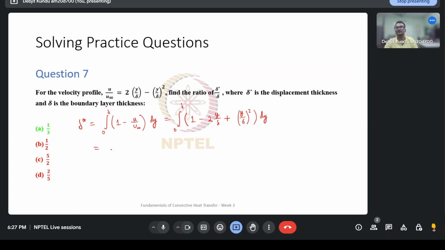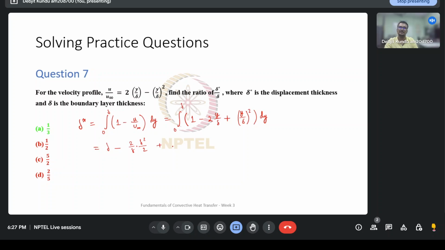So if we now actually perform the integration, the first term gives us delta, the second term gives us 2 over delta, then y integrated once gives us y squared by 2, and that going from 0 to delta would give us delta squared by 2.